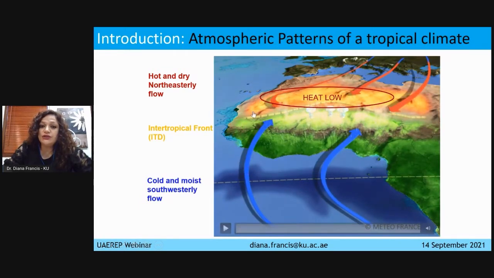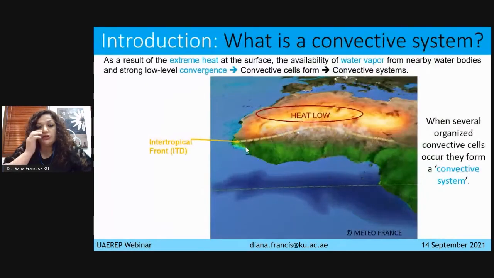the dry and hot northeasterly flow, which is meeting with the cold and moist southwesterly flow. Between these two, we have the intertropical front, or the intertropical discontinuity region. It's a region of very strong convergence, because as you can see, it's the region where two opposing winds are meeting. So this convergence is actually the trigger for the development of convection in tropical regions. So this is again the animation.